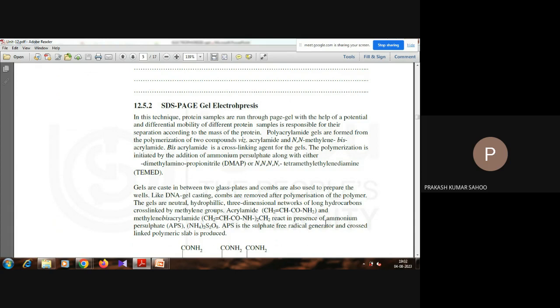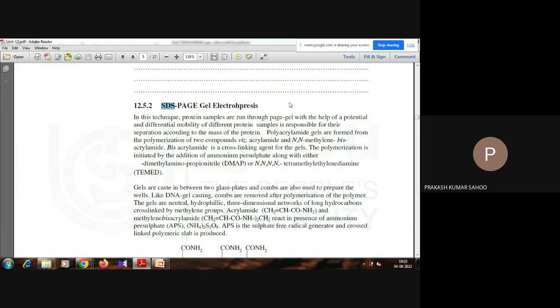from the polymerization of two components, that is acrylamide and N,N'-methylene bisacrylamide. So this is just two things. That is your SDS PAGE separation, and SDS stands for sodium dodecyl sulfate. Sodium dodecyl sulfate PAGE electrophoresis.